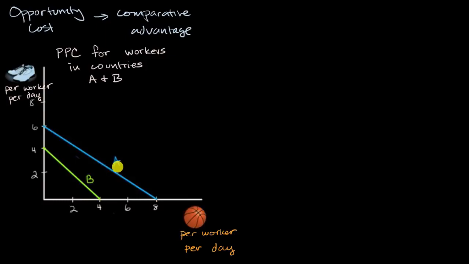To help us understand this, and to appreciate that you can see this information in multiple ways, let's present this also as an output table, which you will sometimes see. From either the production possibility curves or the output table, we can calculate the opportunity costs of shoes and the opportunity costs of basketballs, and then try to deduce some things about comparative advantage.